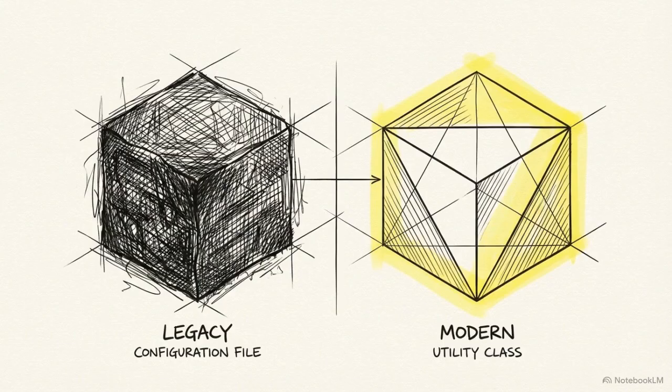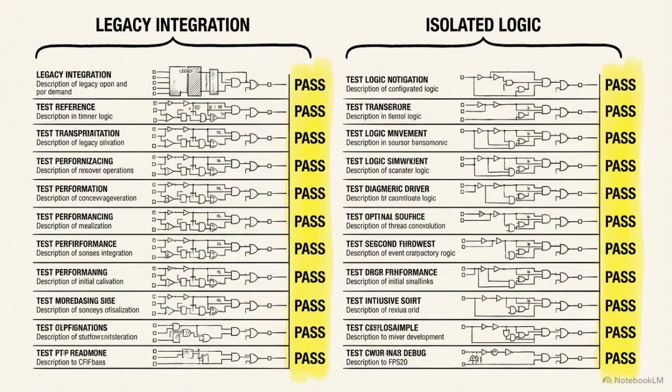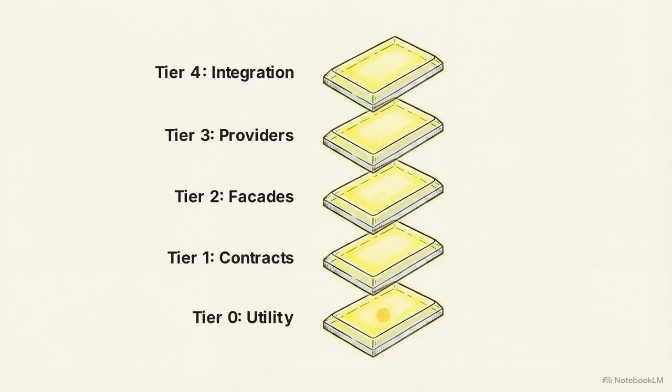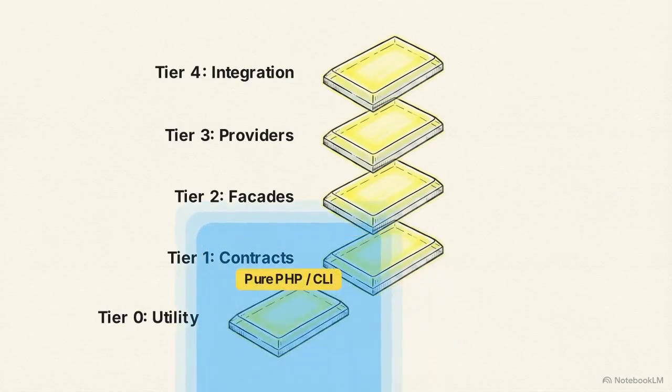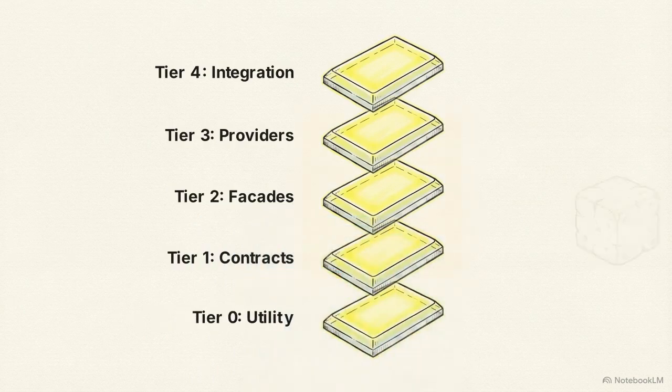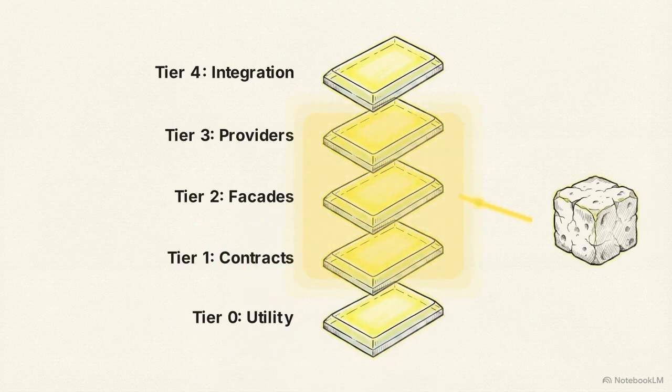This introduces a central architectural tension. How do you build a modern API that integrates deeply with legacy XOOPS constants while ensuring that the new code remains completely independently testable? The solution is a 5-tier architecture where dependencies flow exclusively downward. At the foundation is Tier 0, pure PHP utility classes completely isolated from the CMS, executable anywhere. Moving up the stack, Tier 2 service facades bridge these modern APIs to the legacy environment.